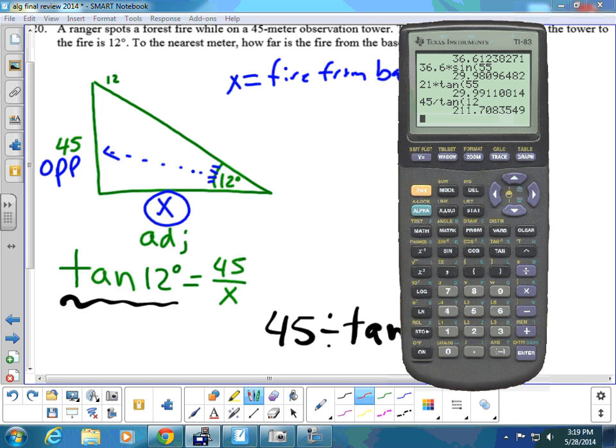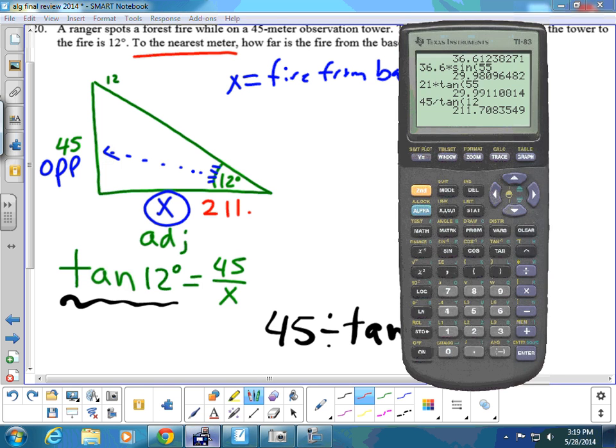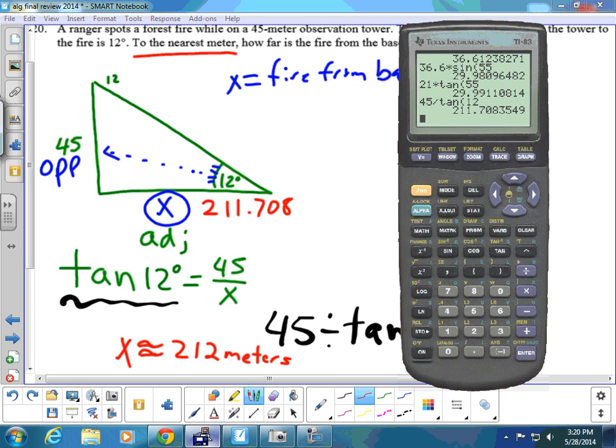I don't know if it said to the nearest meter, it says here. So if I look at my calculator, to the nearest meter, 211.708 is going to round to x equaling, well, approximately 212 meters. I think it's in meters here. Yes, meters. Now, what do I mean by make sure you're in the right mode? The right mode means you push the mode button, and this says the degrees is lit up instead of the radians. And to get out of that, you just go to quit.